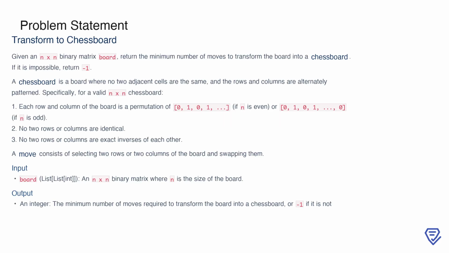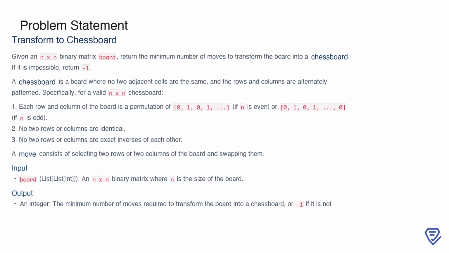In this problem, we are given an n x n binary matrix called board, and the goal is to transform it into a valid chessboard. A chessboard is a specific pattern where no two adjacent cells are the same, and the rows and columns alternate in a defined pattern. For instance, each row and column must follow an alternating sequence of zeros and ones, such as 0, 1, 0, 1, or 1, 0, 1, 0. Additionally, no two rows or columns can be identical, nor can they be exact inverses of each other.